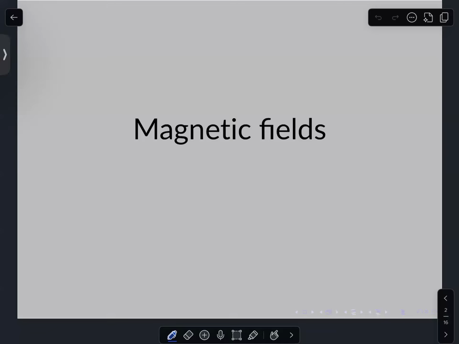A magnetic field is created, exuded, emitted, surrounds every object, every magnet in the world. We'll talk about what makes a magnet next lecture. Every single object that is magnetic creates a magnetic field around it. It is very much analogous to how Obi-Wan describes the Jedi Force.